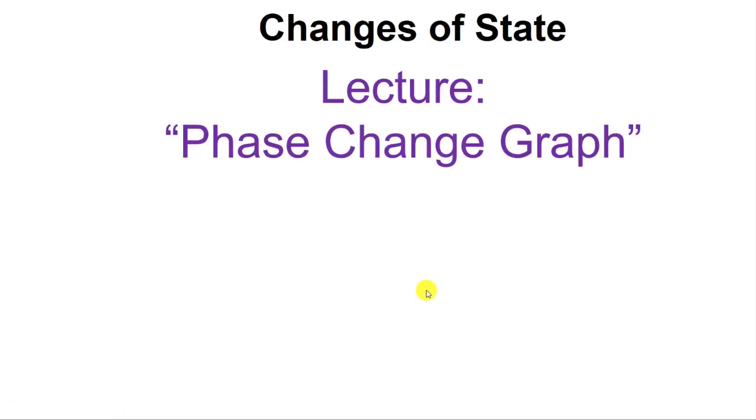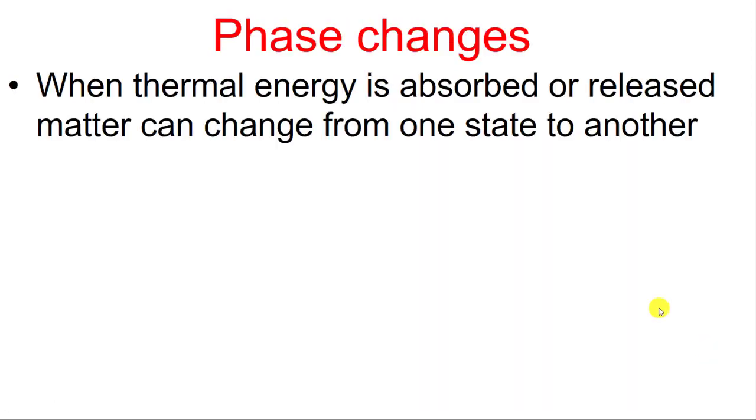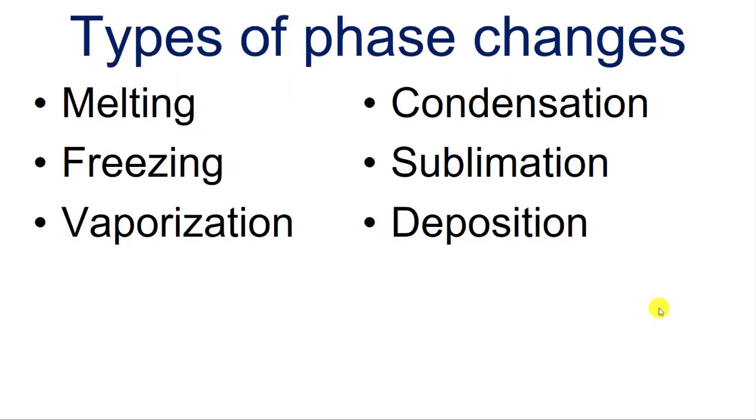Today is called Phase Change Chart or Phase Change Graph. This is kind of an accumulation of everything that we've learned up to this point. So this is a really important lecture, so make sure you follow along carefully. When thermal energy is absorbed or released, matter can change from one state to another. And there are several different types of phase changes, like, for example, melting, freezing, vaporization, condensation, sublimation, deposition. You should know what all of those mean.